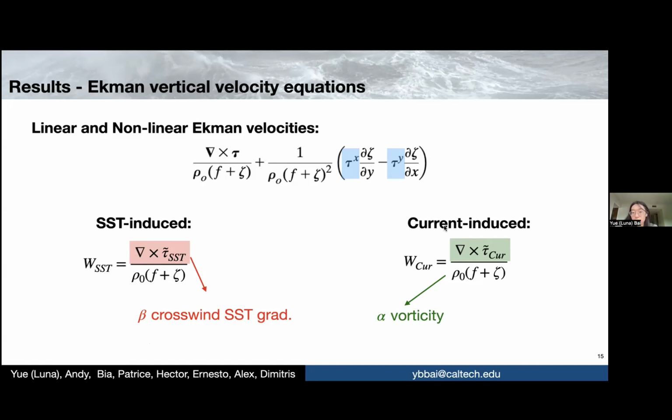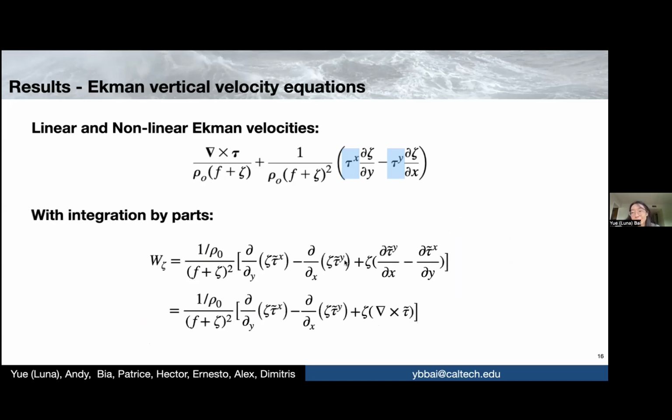And similarly, we can also do the same thing for the current-induced Ekman vertical velocity. Instead of having the full wind stress curl, we approximate the wind stress curl with ocean surface vorticity and another constant. However, things become a little trickier when we want to do the same thing for the nonlinear Ekman vertical velocity, because if we look at the formulation here, there's no wind stress curl that pops up, but instead there's only tau x and tau y.